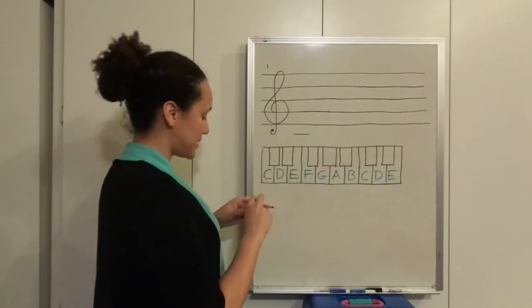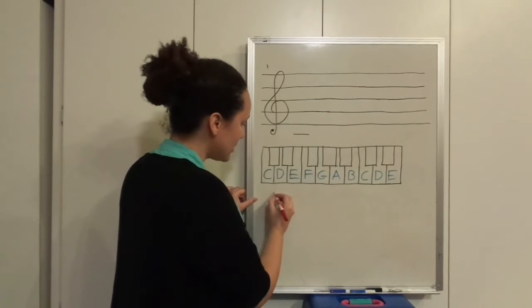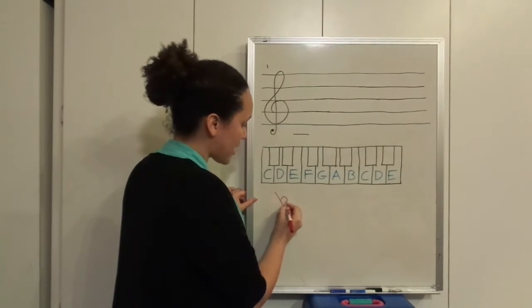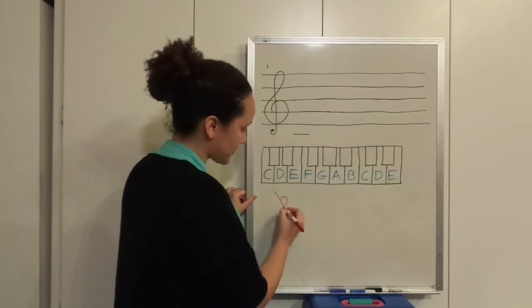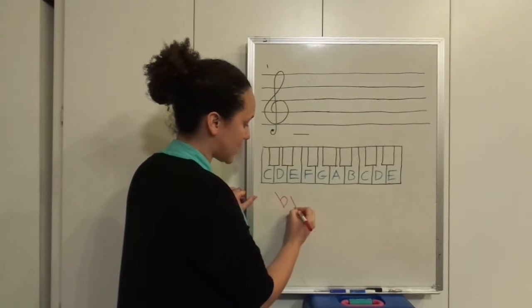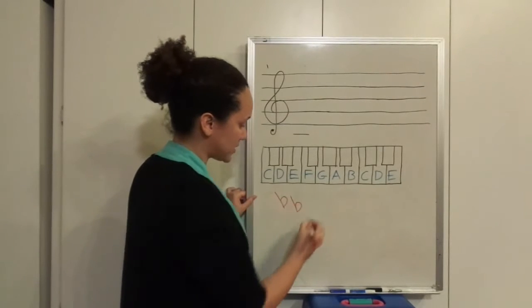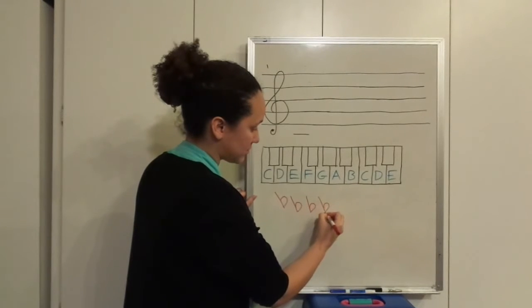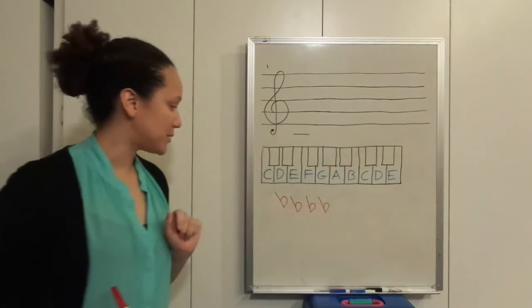I'll do it in red so we can see it. We show the symbol by going diagonally down, up, around, down again, into a point. Okay? I'll do that again. Diagonally down, up, around, and to a point. It's kind of hard to do sideways.